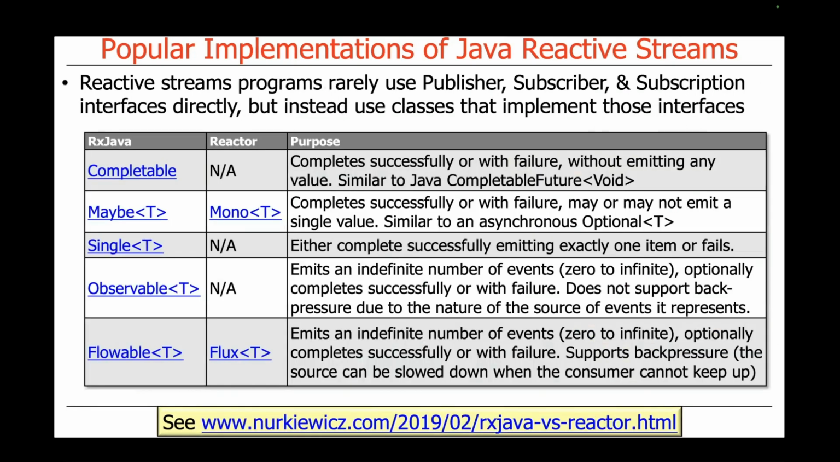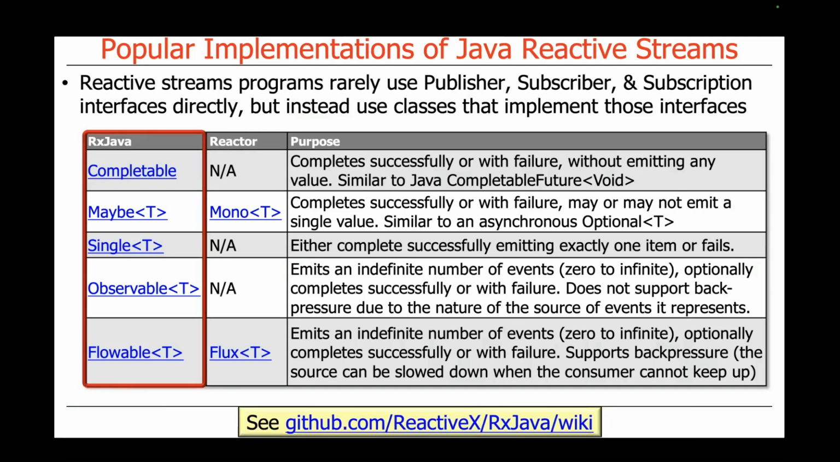Now, reactive streams programs rarely use publisher, subscriber, and/or subscription interfaces directly, but instead they use classes that implement those interfaces. And depending on which framework you're dealing with, be it RxJava or Project Reactor, you will deal with a different set of classes. So we'll talk a bit about that. And you can read more about the differences between RxJava and Project Reactor at the link at the bottom of this slide. So let's first start by talking about some of the classes that are part of the RxJava API. And this, of course, is what we're going to be focusing on in this class. So we'll focus on those right now, and we'll just talk about the Reactor key classes just briefly for completeness.